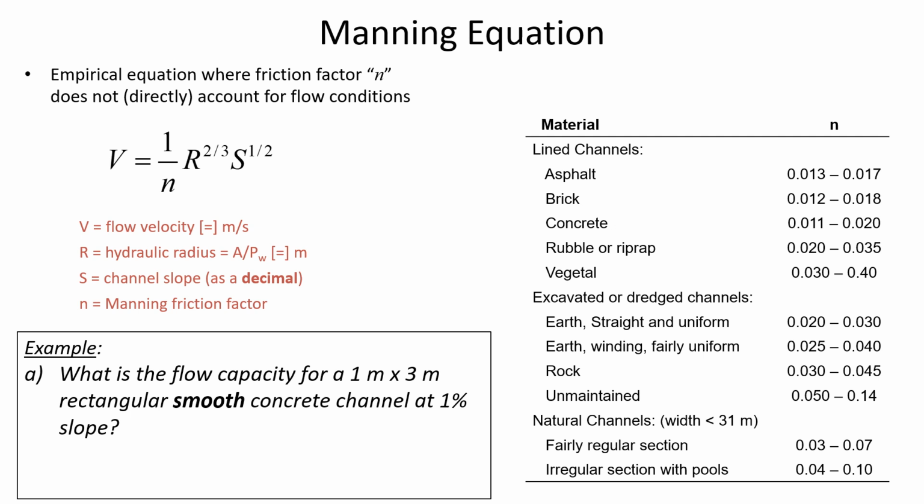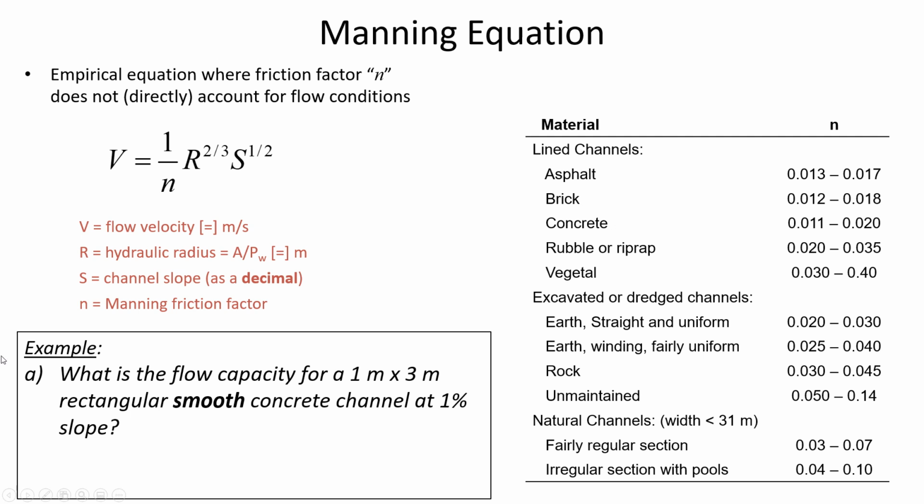Okay, so what would be the flow capacity, Q, if we have a channel that is 1 by 3? So it's 1 meter by 3 meters. Let's say it's 3 meters wide and 1 meter of depth. What is going to be the flow rate if we have a 1% slope? Now in Manning's equation, you can see it says put in the channel slope as a decimal. So that means that S is 0.01.